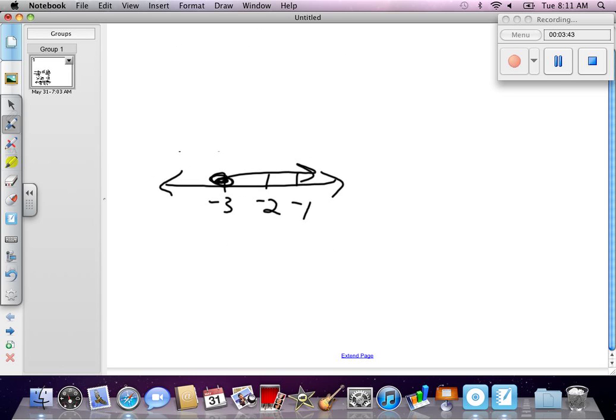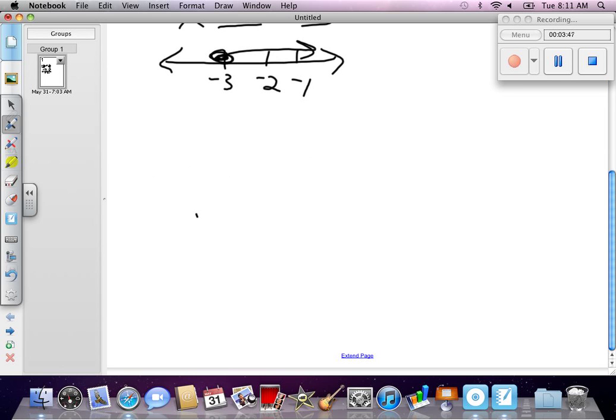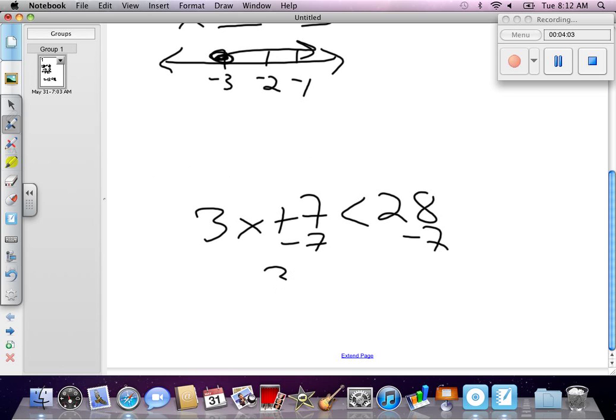All right, let's look at number 3. We've got 3x plus 7 is less than 28. Somebody want to tell me what the first step is? Yes, Shannon. Subtract 7 from both sides. Good. And I get 3x is less than 21. Jasmine, you want to tell me what the next step is? Divide by 3. And what would I get, Jasmine? X is less than 7.